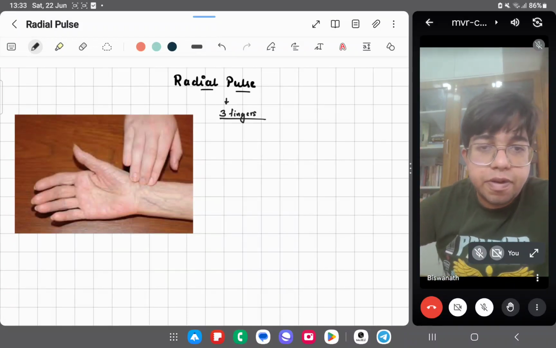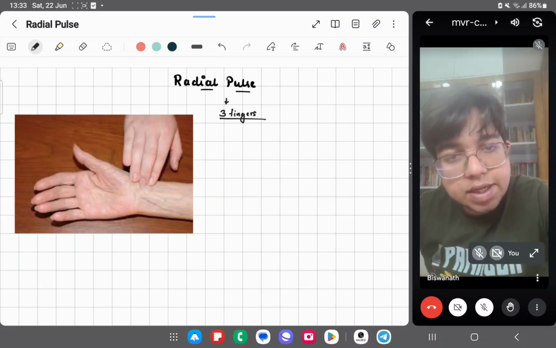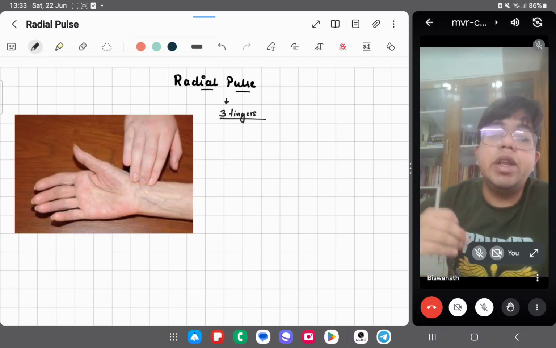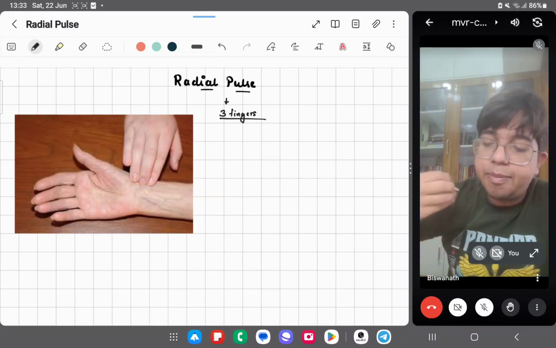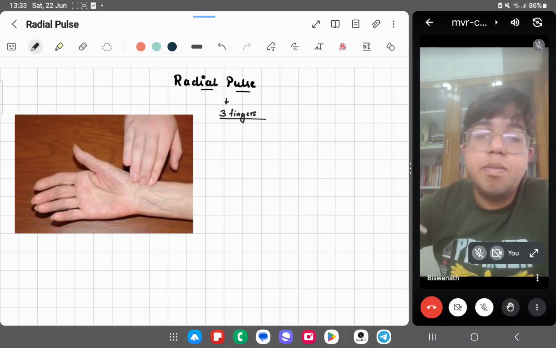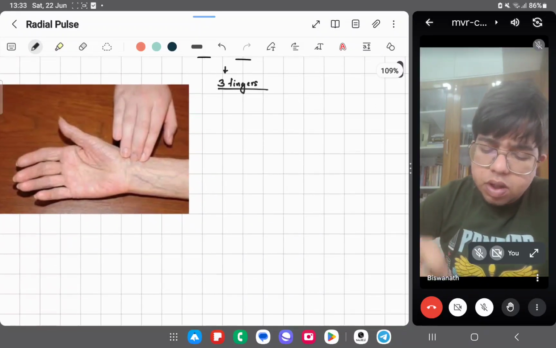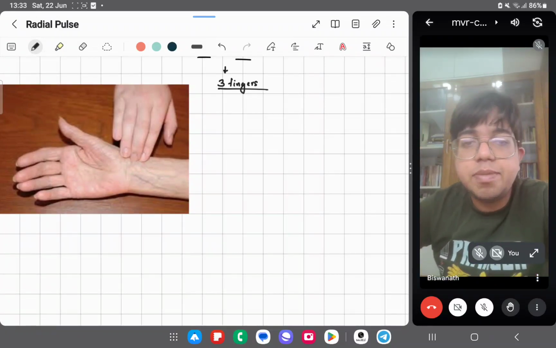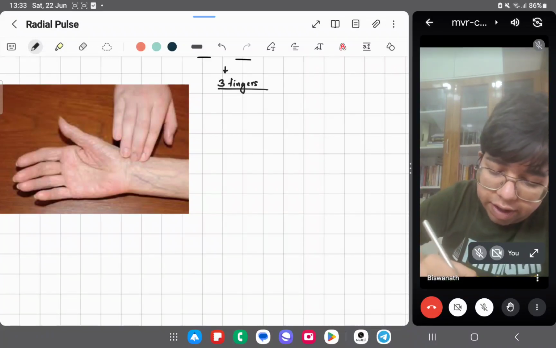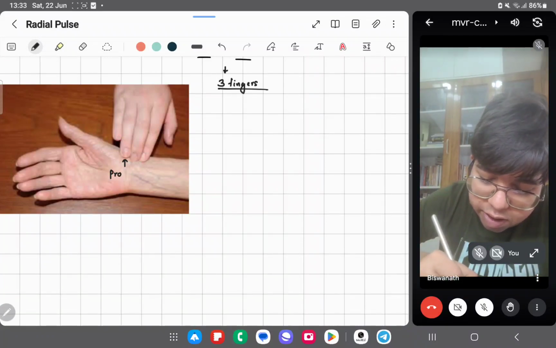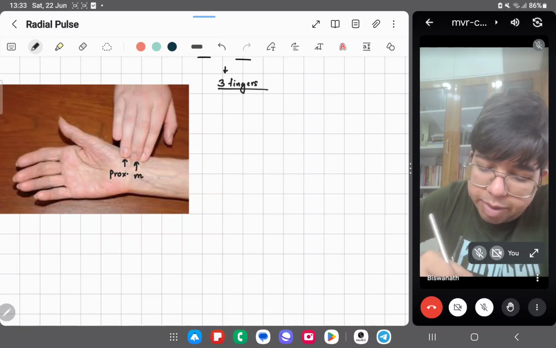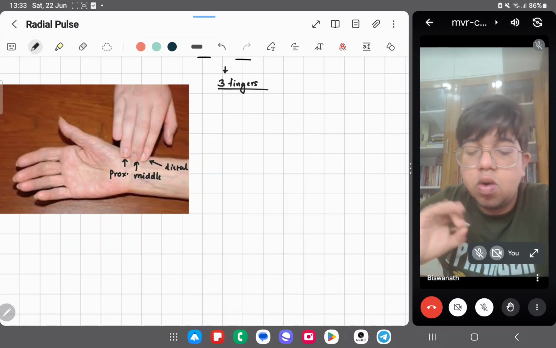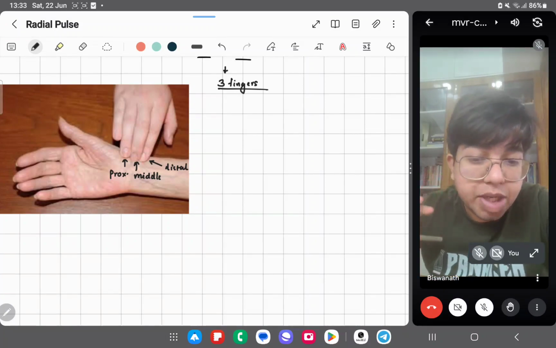One is called the proximal finger, one is the middle finger, and one is the distal finger. You'll read in future videos what they mean and how to apply pressure on each finger so as to get a perfect pulse. So this finger, in layman terms, if it is nearer to your little finger, this one is the proximal finger, and this is the middle finger, and this is the distal one. So these three fingers are used for palpation of radial pulse.